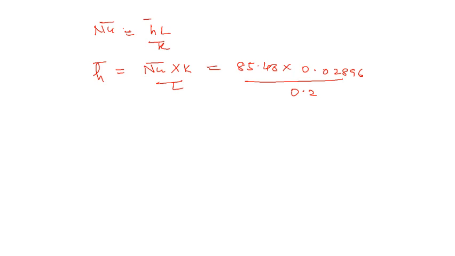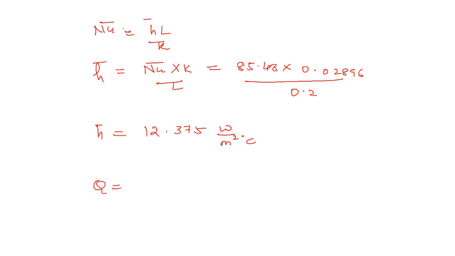Then it should be 0.2. It is kept parallel to that one. So the H value will be 12.375 watt per meter square degree centigrade. Last left out is the Q value.